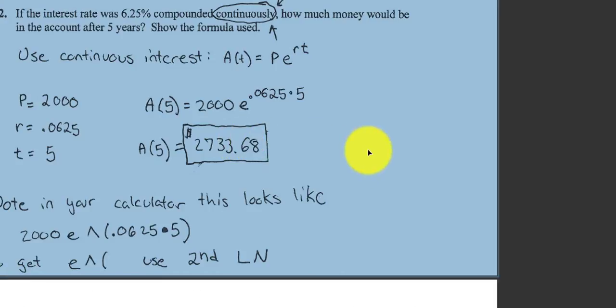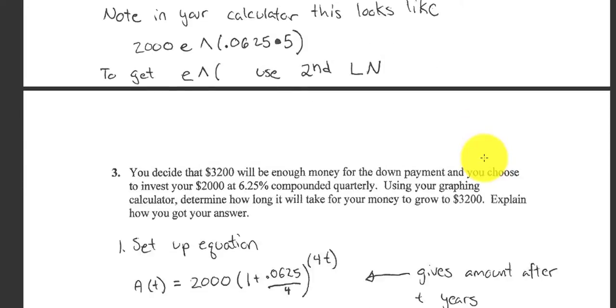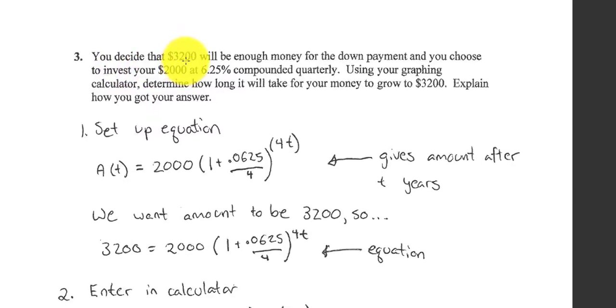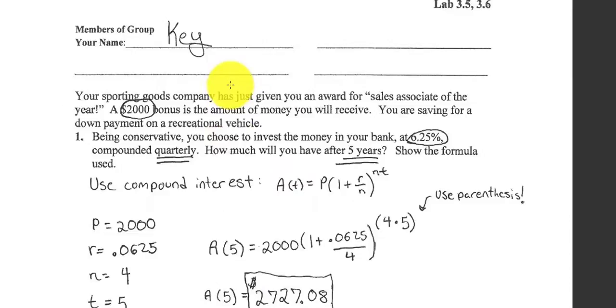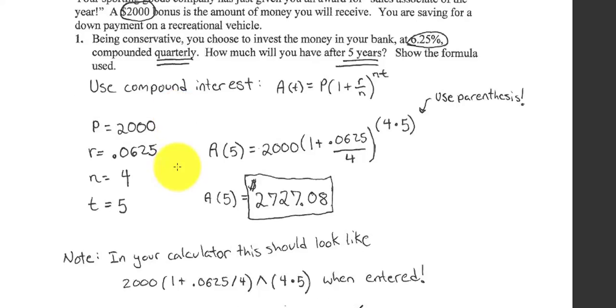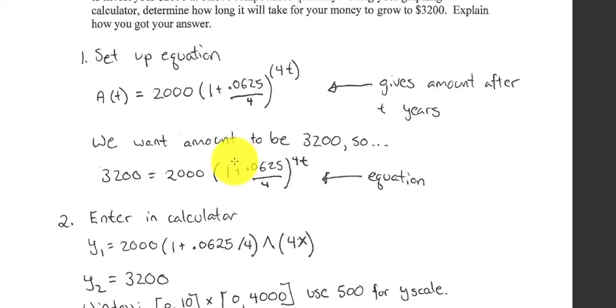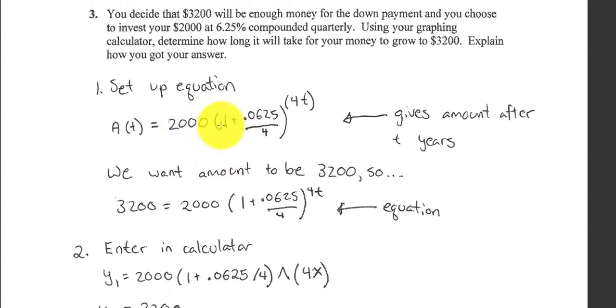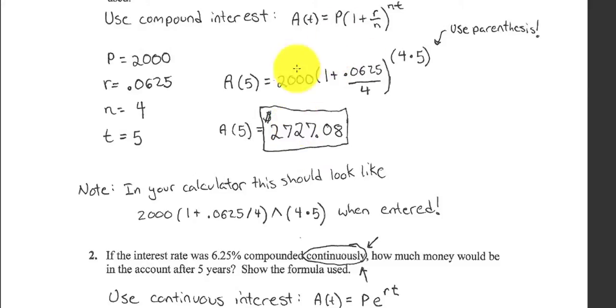Okay, if I go down to problem number 3, all right, so now it says, we think we need $3,200 for a down payment, I don't know, for a car or for a house. So if we go back to the original problem, we had $2,000 at 6.25% compounded quarterly. We want to know how long it will take for our 2,000 to become 3,200. So here was the original problem, 2,000, 1 plus R over N, right? That came from question number 1 right here.